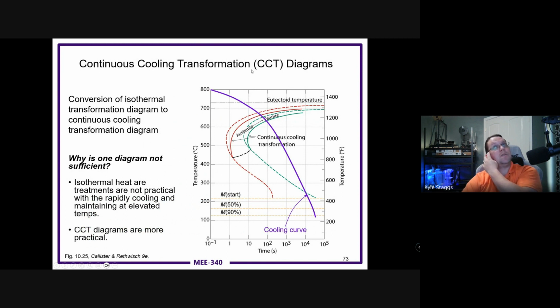So the CCT, if you guys are asked to draw a CCT or something like that, that's these diagrams that we've spent so much time on today. The isothermal transformation is what it's formally called, but it's important to understand these are not all containing in terms of information. They are practical, but they have a lot of information contained, right?